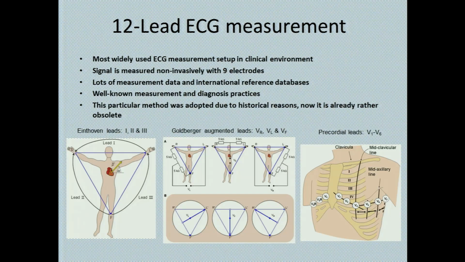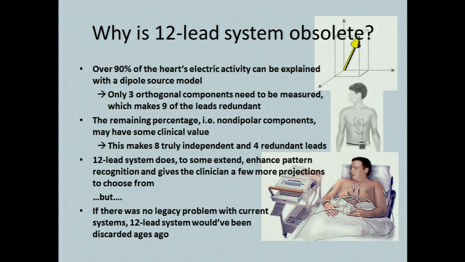So, we are going to use that one only, because this is old, and here you can see why it is obsolete. So, 90% of the heart's electric activity can be explained with a dipole source model, so we can just measure it anywhere.